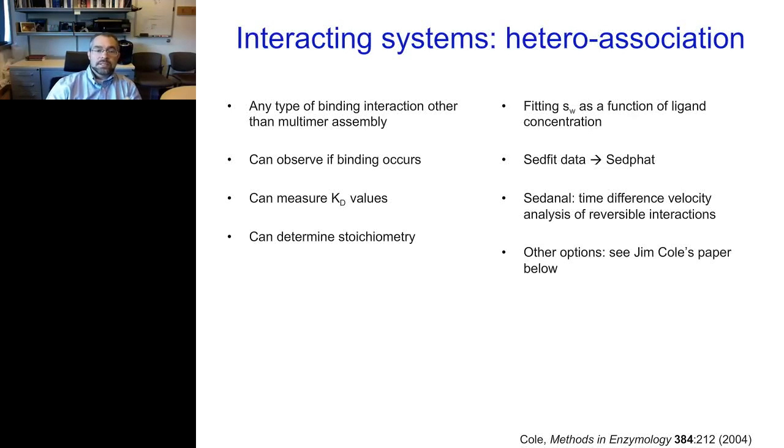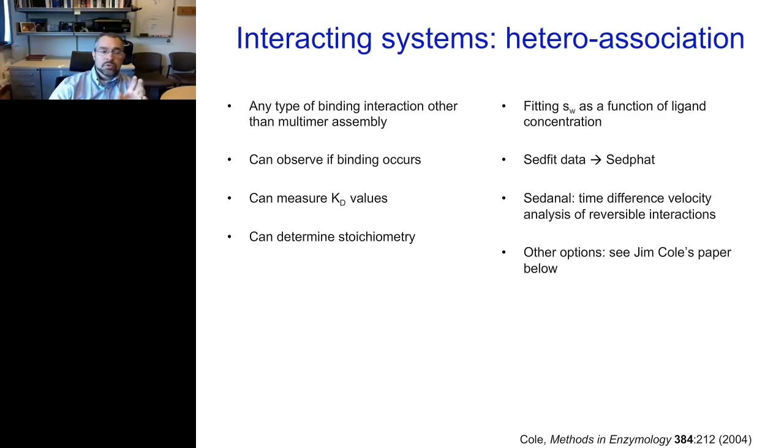All right, in terms of interacting systems, there are a lot of ways to go about this. I've talked a bit about the equilibrium assembly case. What about heteroassociation? So we're not talking about monomer-dimer, we're talking about protein binding to another protein, A binding to B, for example. Okay, there are a lot of ways to do this. It's a little more complicated. Probably the simplest is to repeat your experiment, titrate in your ligand B at different concentrations, and plot the weight averaged sedimentation coefficient as a function of concentration, just like a typical binding curve.